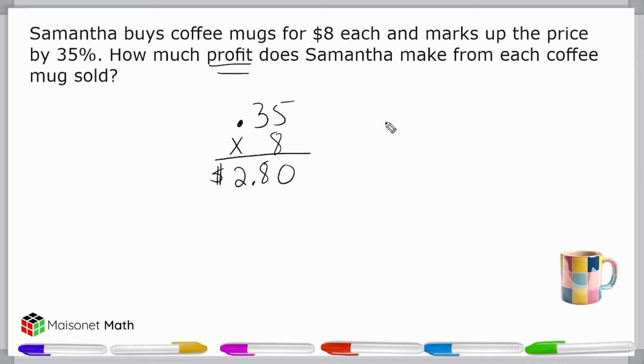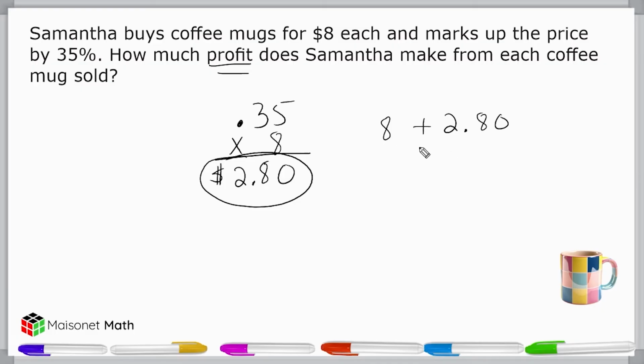So basically, the new price of the coffee mug would be 8 plus the 2.80. So she would sell each mug for $10.80. However, they didn't ask what the price is going to be after the markup. They just want to know how much profit she's going to make. And that amount of profit is the amount of the markup in this case. So this is actually our final answer.